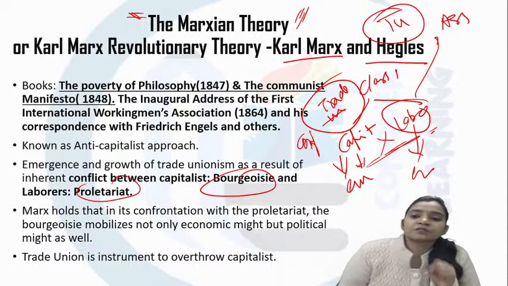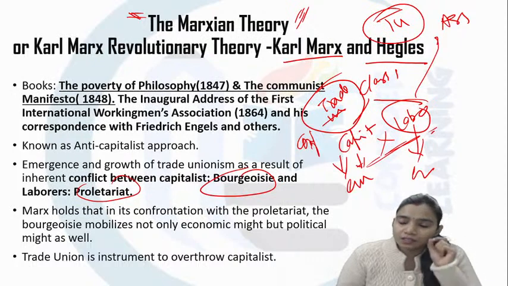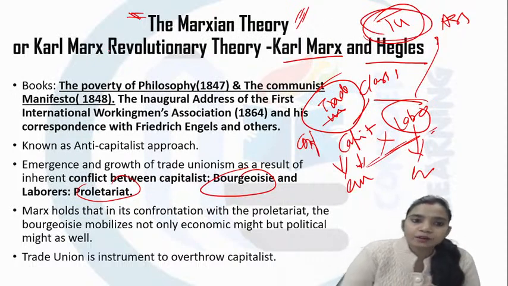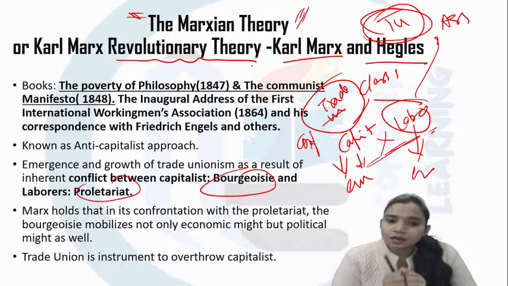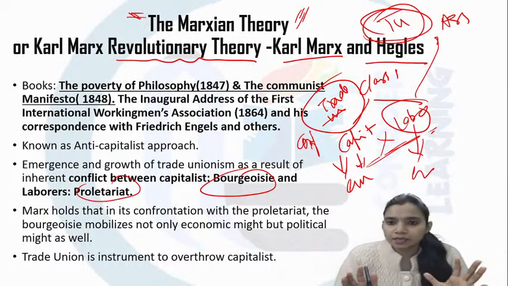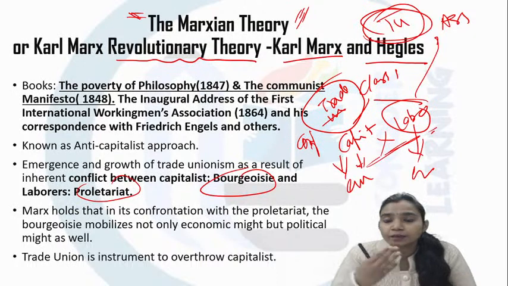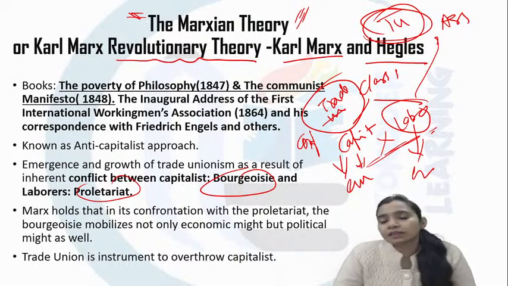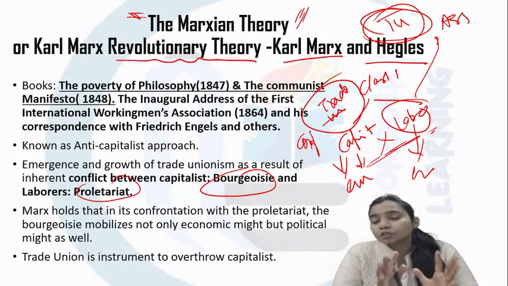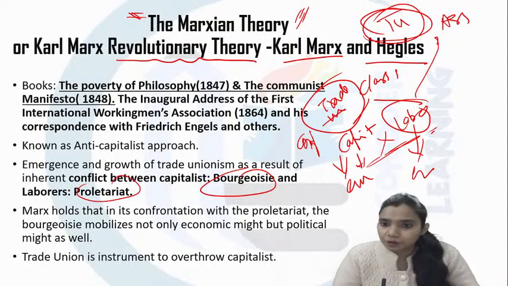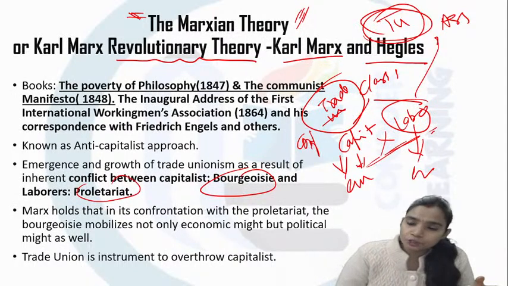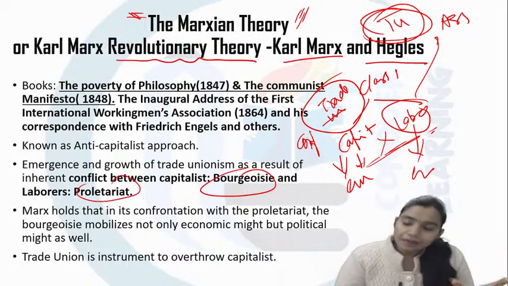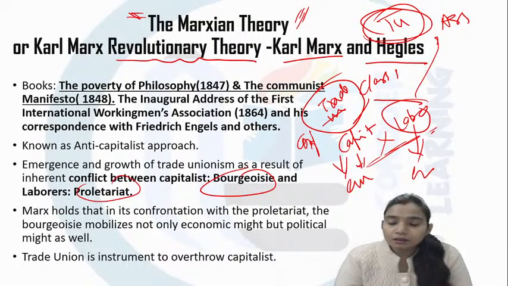And in order to achieve their objectives, the trade unions can go for revolutionary methods. They will fight, quarrel, do everything. They use revolutionary methods like strike, bandh and gherao and so on. So they are not in favor of supporting the capitalists, rather using the revolutionary method. So this theory is opposite to that of the Webb theory. Webb says it is non-revolutionary, trade unions are formed, but they are non-revolutionary in nature. Here they said trade unions are formed because conflict is inherent.